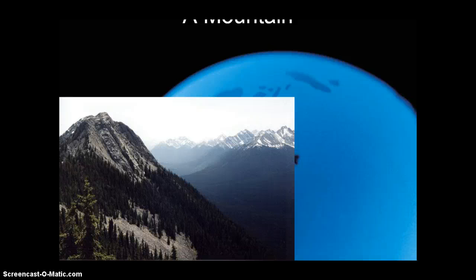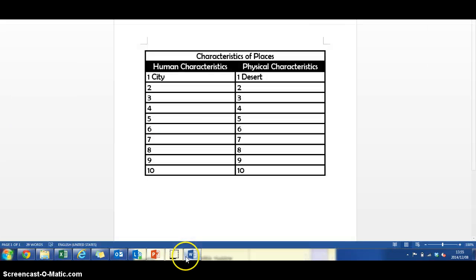A mountain, is it a physical or a human characteristic? Please write that on your chart or on your table. Right. A mountain under physical or a mountain under human. Is it human or is it physical? You please write in the one you think is correct.